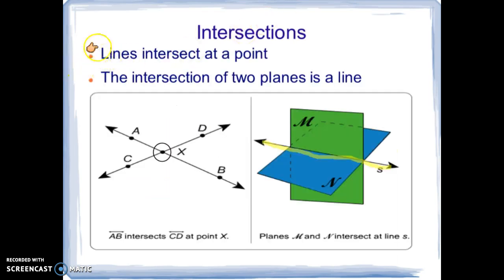Intersection. When we have 2 lines that intersect, if they intersect, they will intersect at exactly 1 point. If they're parallel, they will never intersect. But if they do intersect, they will intersect at exactly 1 point.